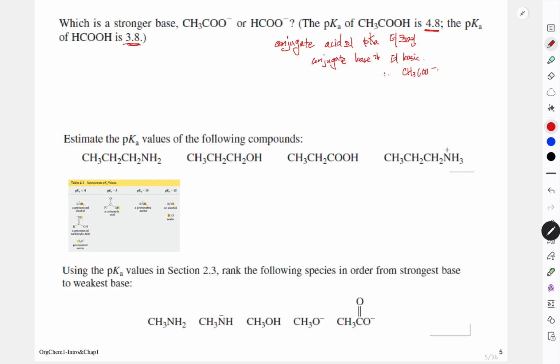그래서 지금 acetate와 formate를 비교하는 건데 conjugate acid인 acetic acid와 formic acid의 pKa가 주어졌죠. formic acid가 더 강한 산이니, 그죠? 3.8이니까 더 강한 산이잖아요. 그러니까 짝 염기는 더 약한 베이스겠죠. 반대로 acetate가 더 강한 염기겠죠. 그렇게 구별하시면 되겠습니다.